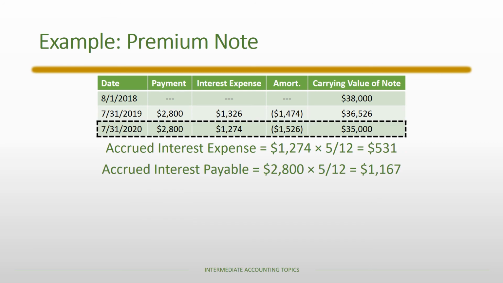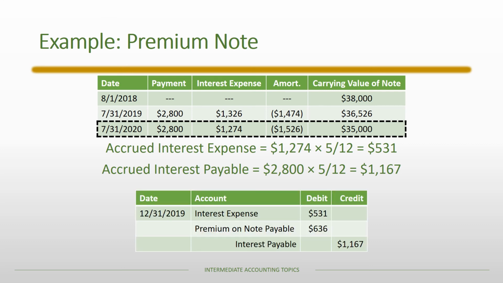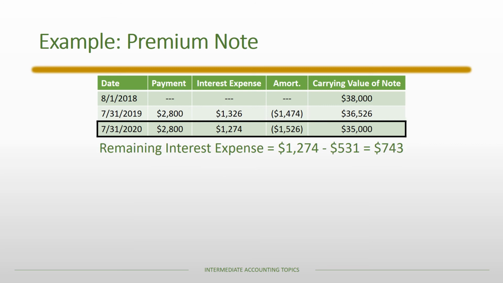Similar to the previous year, on 12/31/2019, we have to accrue 5 months of interest expense and accrue 5 months of interest payable. On that date, we have our entry of interest expense of $531 and interest payable of $1,167, and of course the amortization of the premium on the note is the difference. Then finally, with that final interest payment, we have the remaining interest expense of $743.